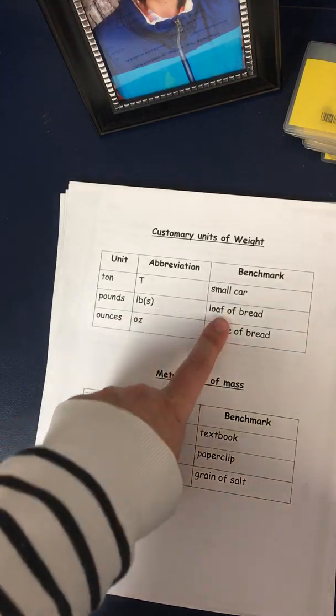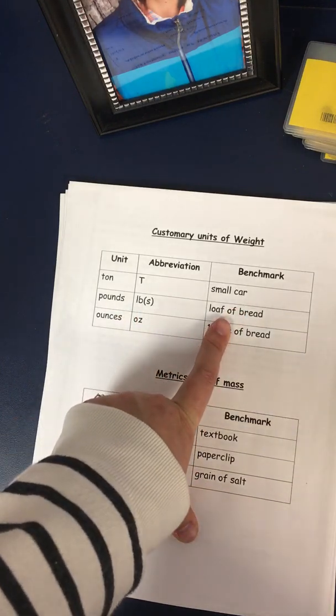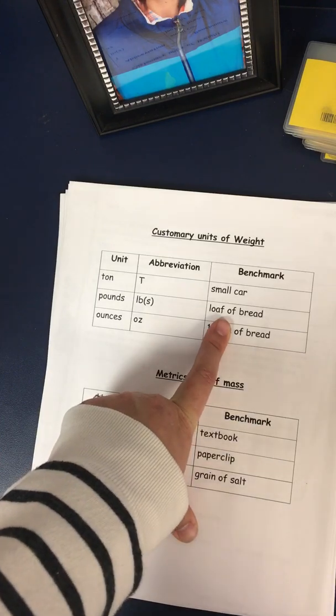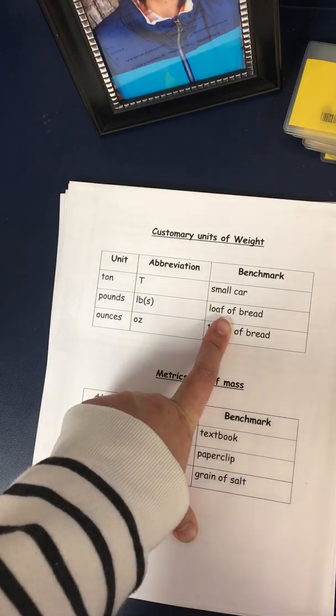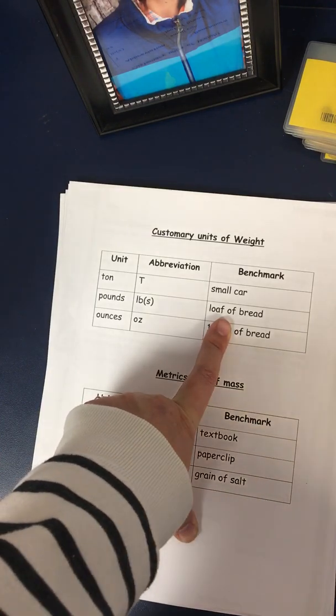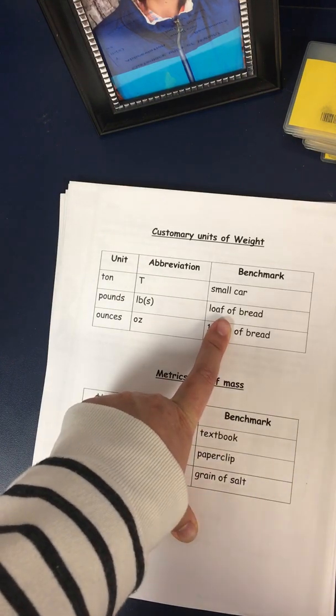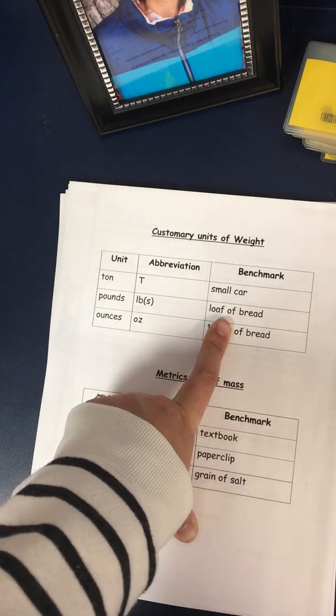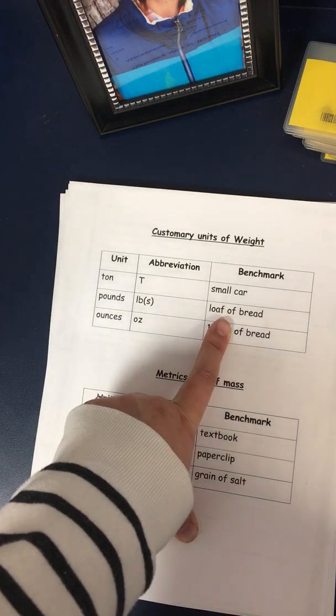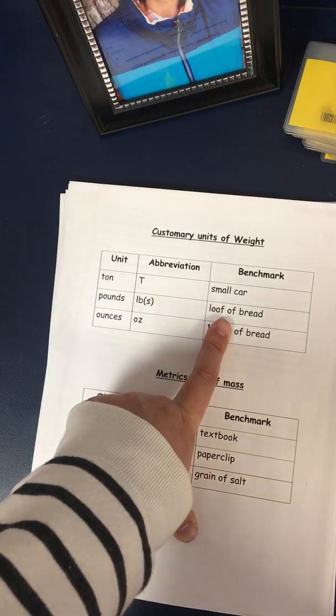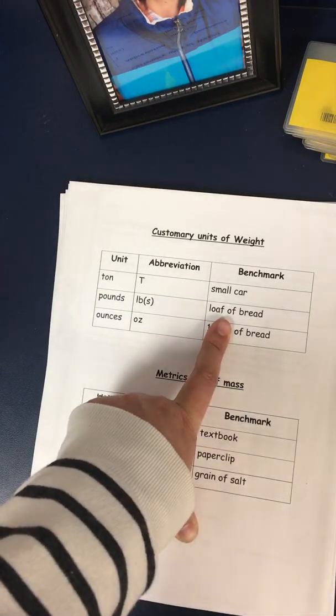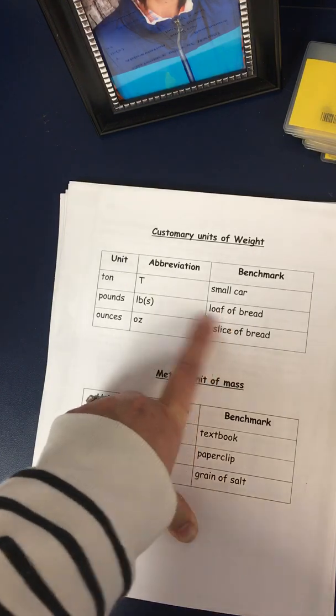A pound is a loaf of bread. So if you're at home, you grab a loaf of bread and you feel it. That's approximately a pound, okay? We measure ourselves at the doctor's office. We find our weight in pounds, okay? So a ton would be way too big because none of us are near a ton. So we would use pounds.